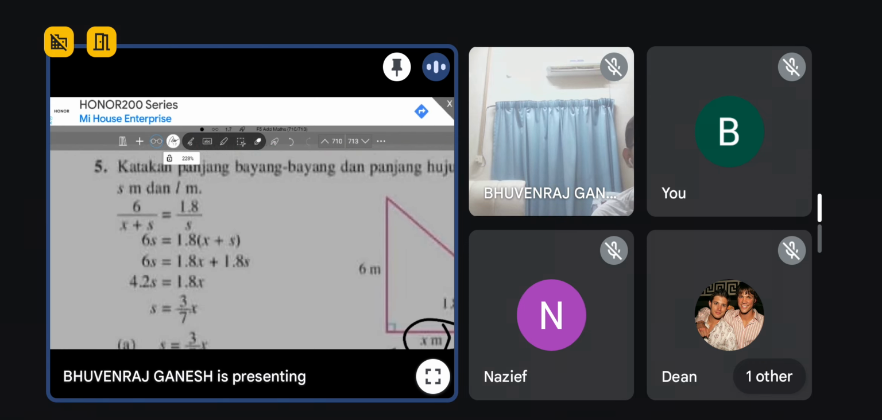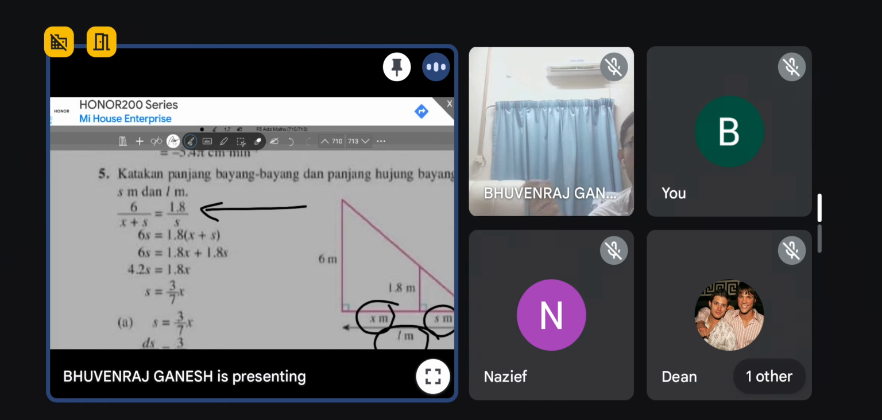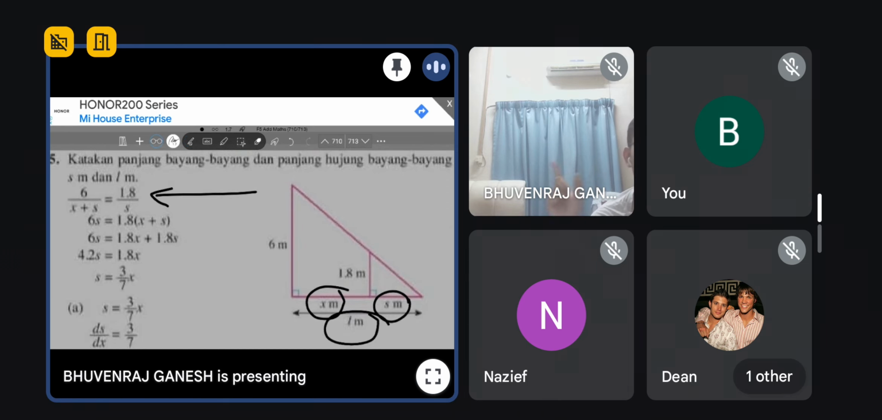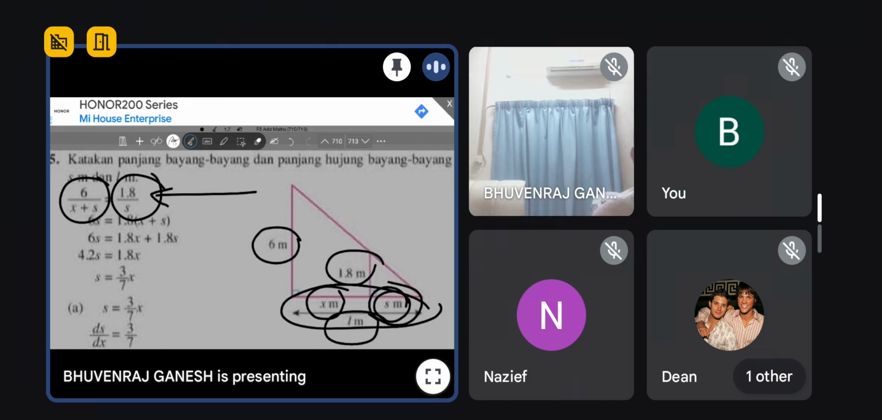So guys, can you see this equation? How did it come from the concept I explained to you just now? The ratio of the height and base length will be equal. So basically, 6 divided by x plus s equals 1.8 divided by s. Can you see the ratio, guys? This one is talking about the big triangle. This one is talking about the smaller triangle. So basically, we are comparing h big over length big equal to h small over length small. You can compare like this.